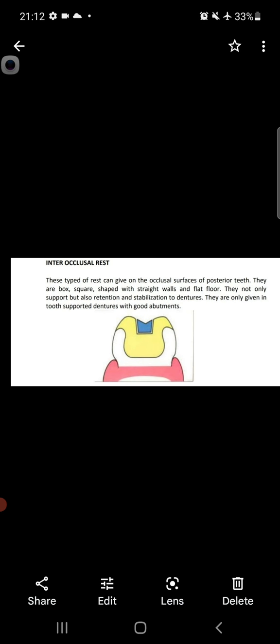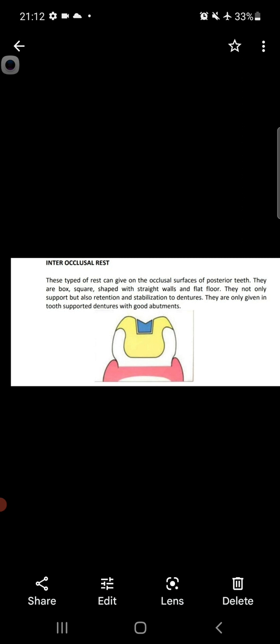Last is the inter-occlusal rest. Occlusal rest we give on the occlusal surface, but inter-occlusal rest we give inside the occlusal surface. This type of rest can be given on the occlusal surface of posterior teeth. They are box square shape with a straight wall and flat floor. If they ask which type of rest is box square shape, this is the inter-occlusal rest.